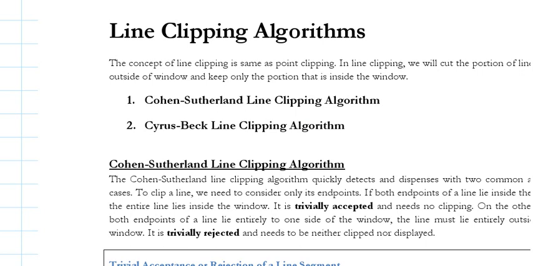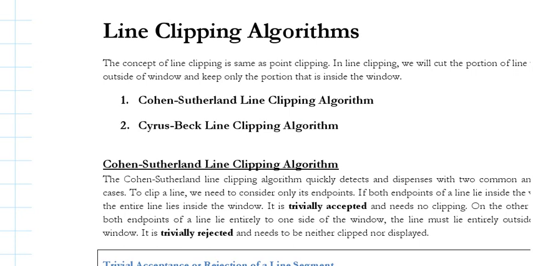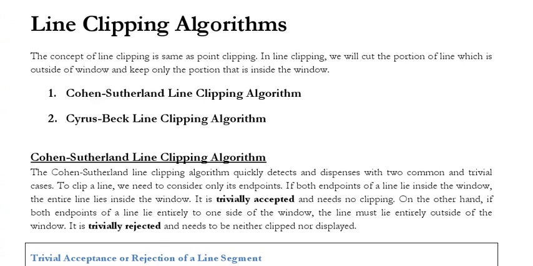So, for the time being, just have a look at what is the concept behind the line clipping algorithm. The concept of line clipping is the same as point clipping. In line clipping, we will cut the portion of line which is outside of the window and keep only the portion that is inside the window.